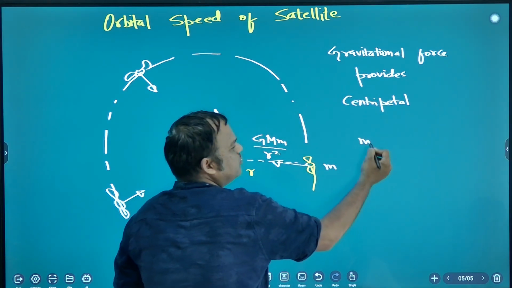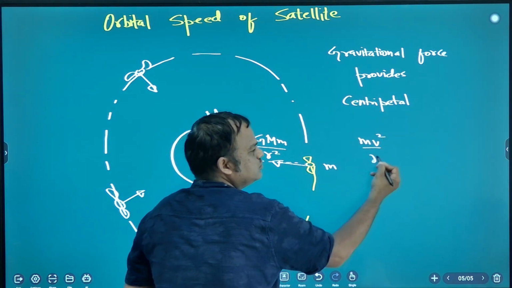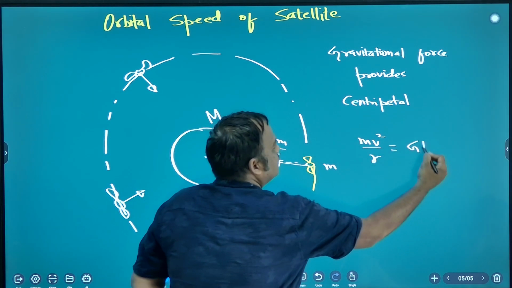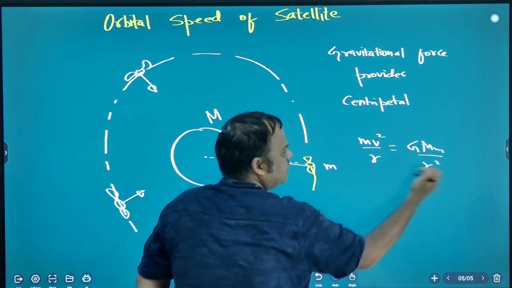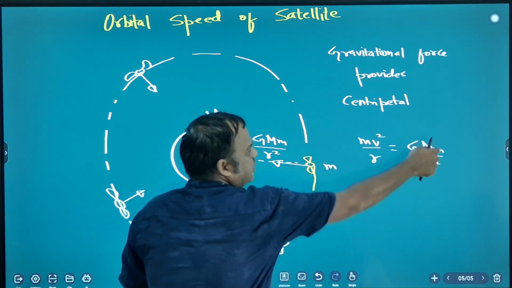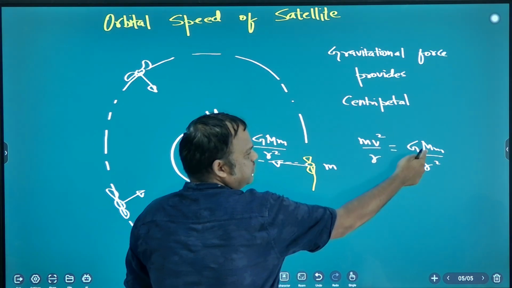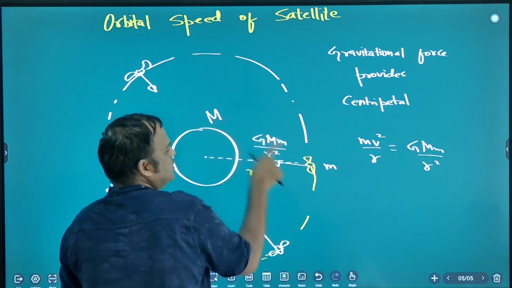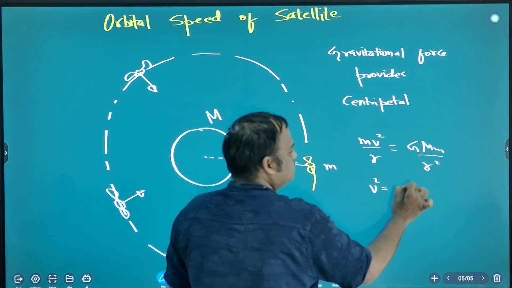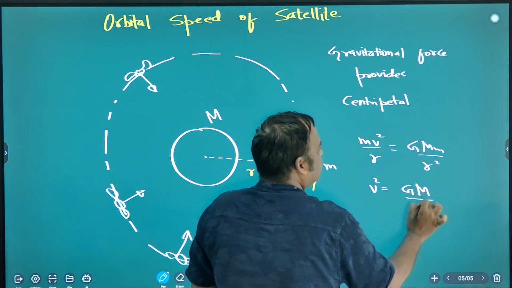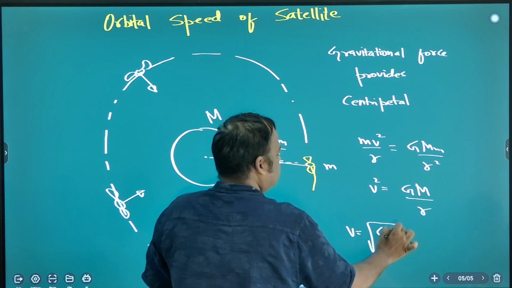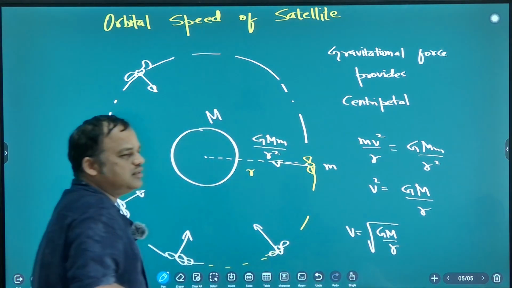What is the formula for centripetal force? Very good. And what is the gravitational force? G M m by r square. Correct, very easy. Centripetal force is the gravitational force. Now small m cancels. Small m means satellite, capital M means Earth. So what is v square? G M by r. So what is v? Square root of G M by r. This is the formula. Note down.